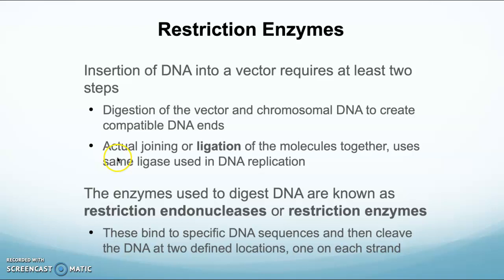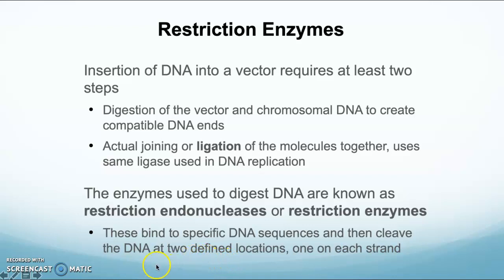The enzymes that we're using to digest the DNA are referred to as restriction endonucleases or restriction enzymes. In lab, you did this with our salmon genes. We used HindIII as our restriction endonuclease. These will bind to specific DNA sequences, and then they will cut the DNA at defined locations.